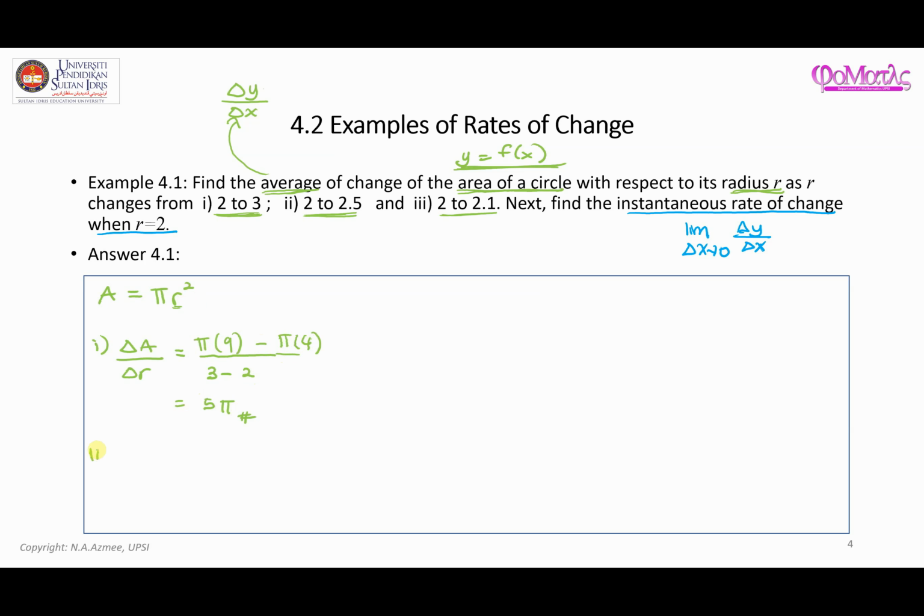Next, for the second question, r is now changed from 2 to 2.5. So in the bottom part here, we have 2.5 minus 2. On the top part, we need to find the area of a circle when r is 2.5, minus 4 pi. And the answer that you will get here is going to be equal to 4.5 pi.